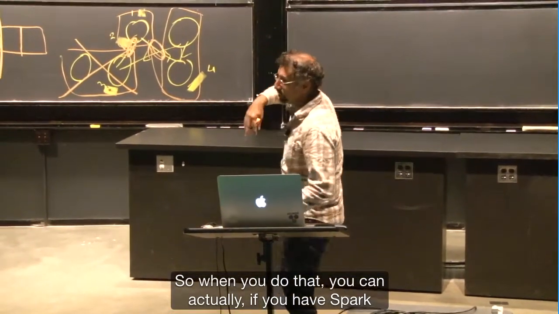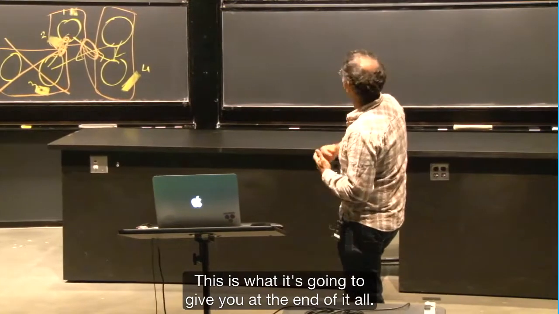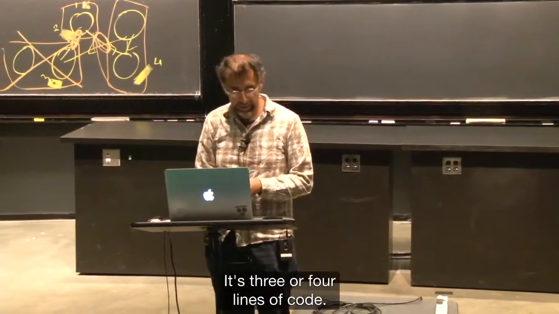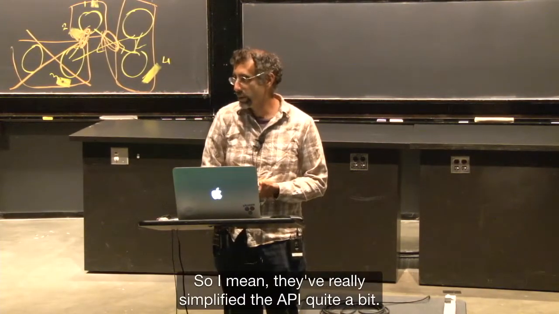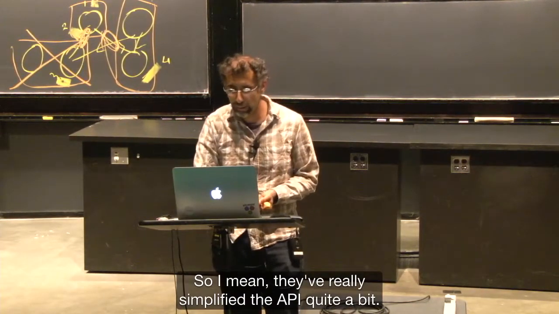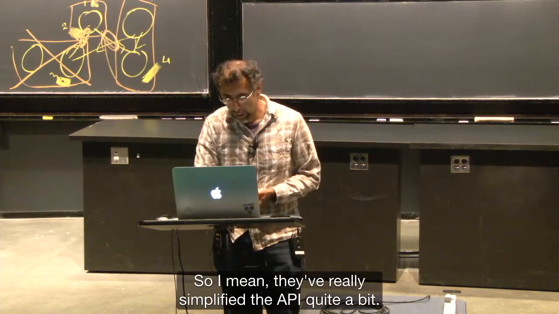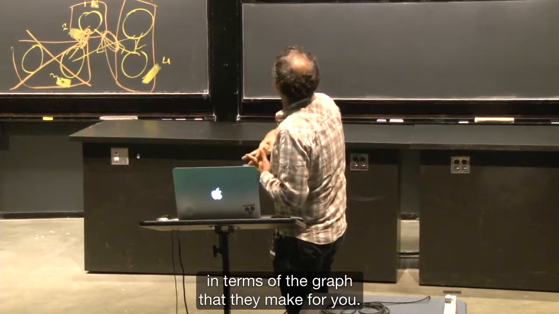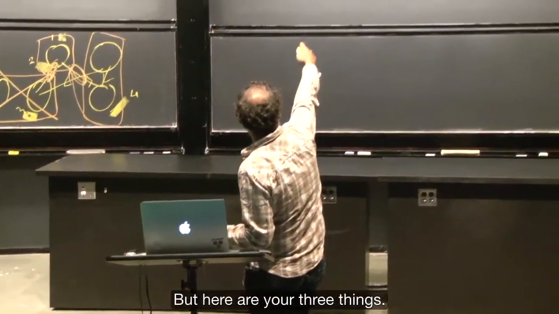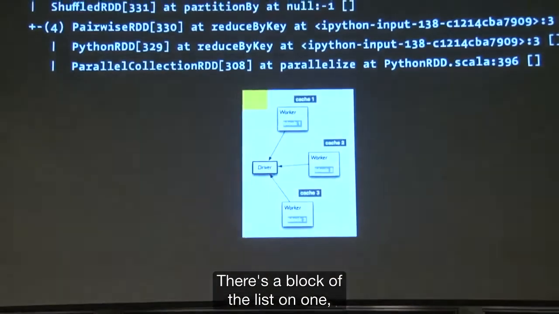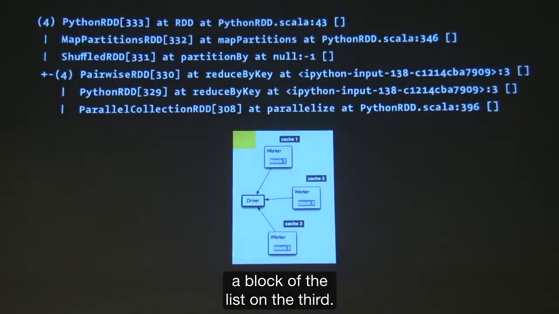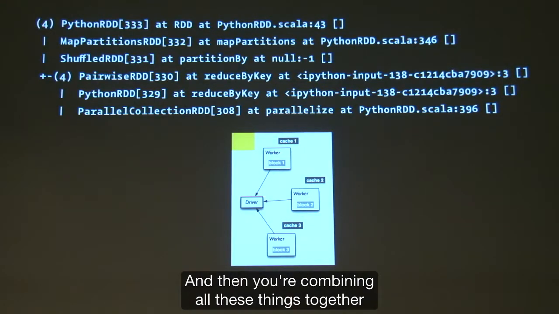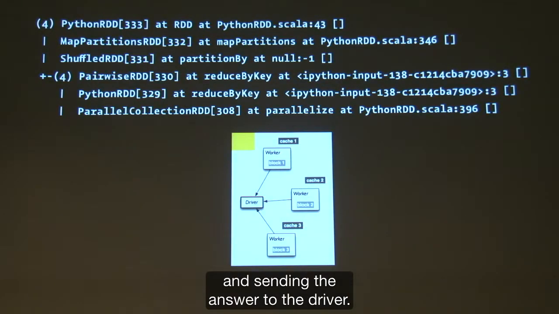If you have Spark set up, you can actually do this. This is what it's going to give you at the end of it all. So that's word count. It's 3 or 4 lines of code. So they've really simplified the API quite a bit. And this is what it kind of looks like, in terms of the graph that they make for you. But here are your 3 workers. There's a block of the list on one, a block of the list on the other, and a block of the list on the third. There's possibly a cache, and we'll come to the cache in a second. And then we're combining all these things together and sending the answer to the driver.